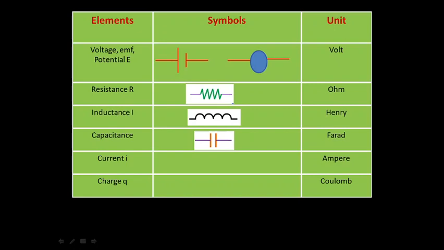The first one is applicable when we have a constant source of voltage, and the second is the representation when we have a variable source. Current always flows from positive to negative, and the unit for voltage or EMF is volt.